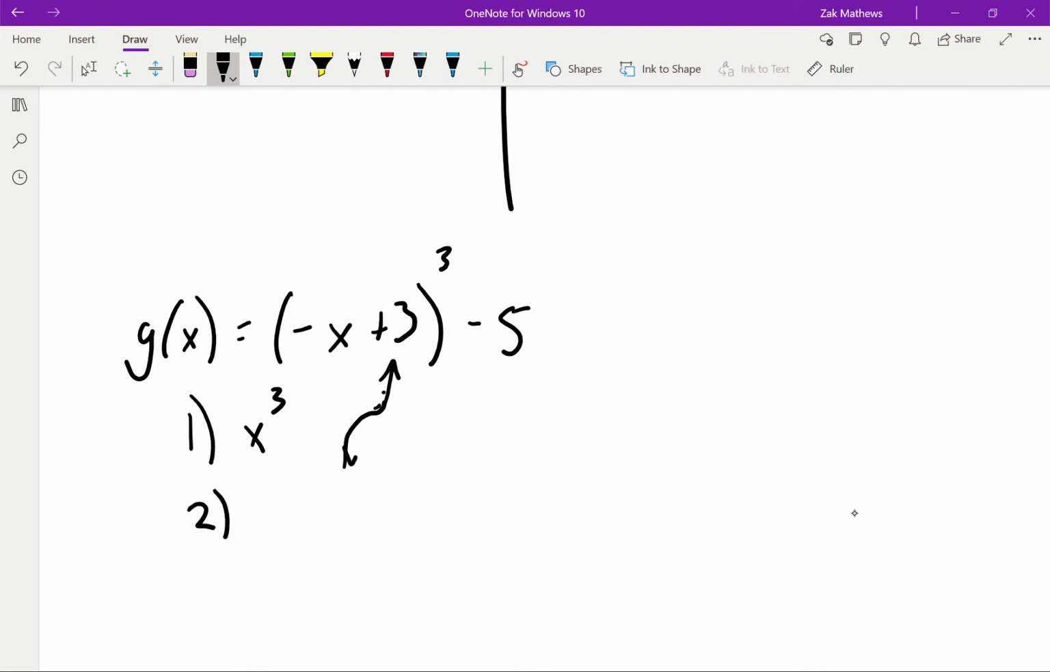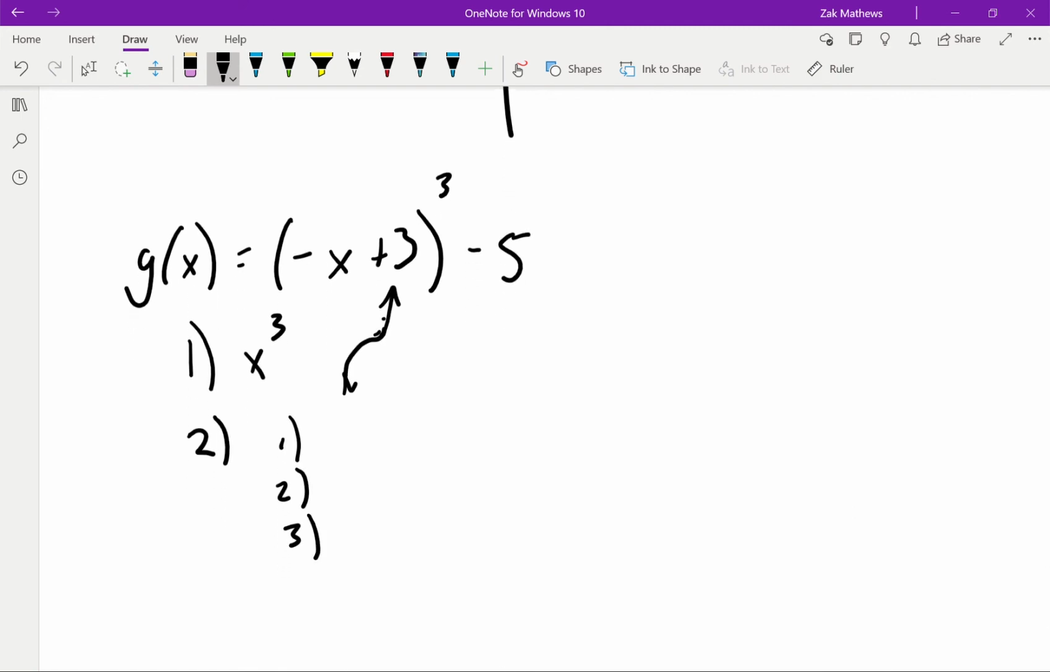Next thing I'm going to do is write down the steps in the order in which they must occur. I do see that I have three things here. I have a negative in front of the x, I have a 3 here, and I have a -5 here. First thing is always a horizontal shift. Do I have a horizontal shift? Well, horizontal shift would occur inside the parent function. It would be a plus or minus. I do have a +3 in there. So that tells me it's going to the left by 3.